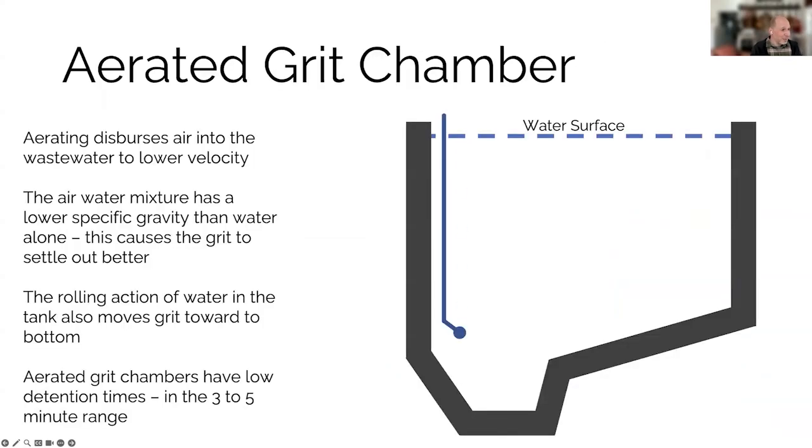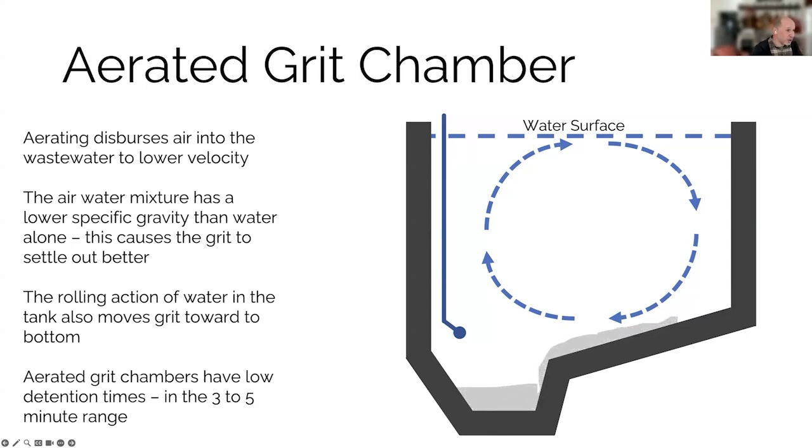Basically, the way they work, you've got the cross section, you've got bubblers on one side that create a current, causes the water to flow around in this barrel format as it goes down the channel. The air-water mixture has a lower specific gravity than water, so that basically just causes the grit to fall out faster. And then that rolling action also helps to move the grit as it's falling down into that channel. And there's scrapers typically at the bottom that will collect the grit and move it out. So the grit basically falls to the bottom and gets pulled out.